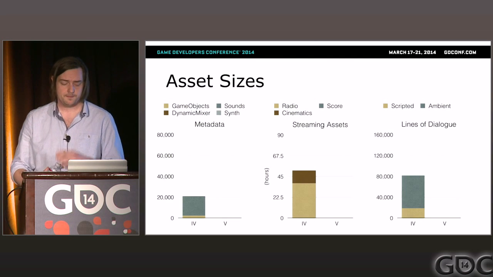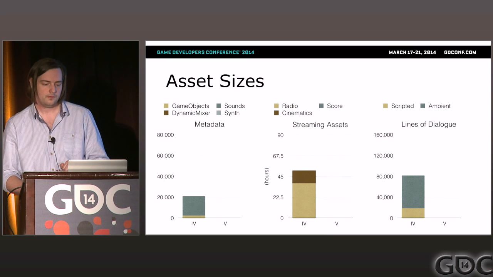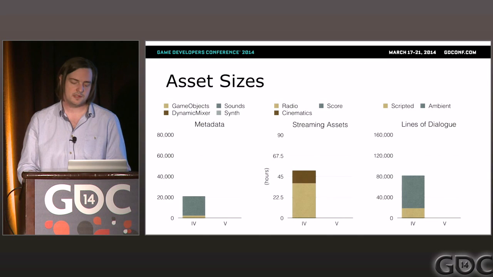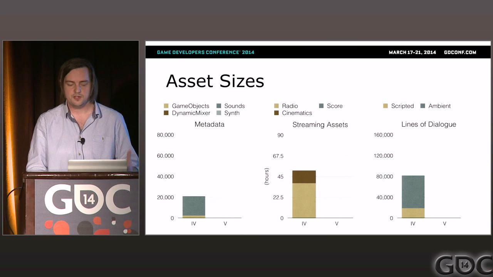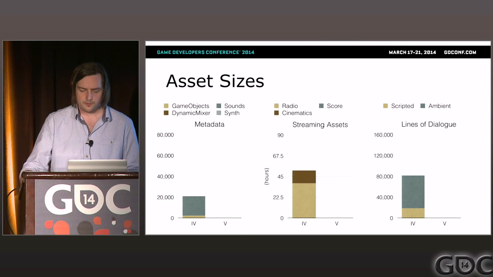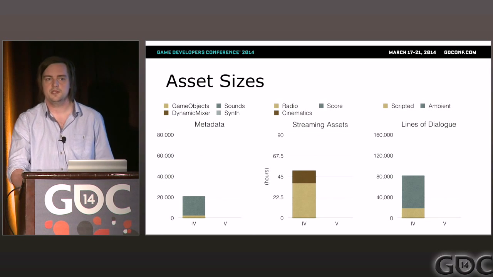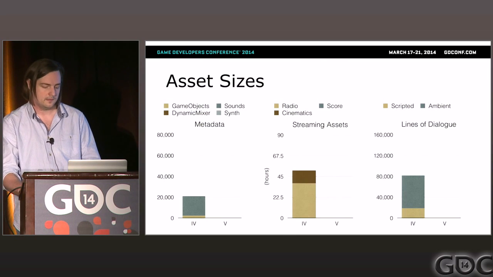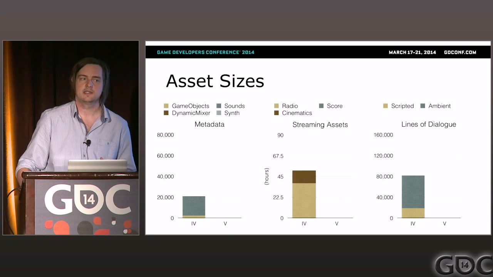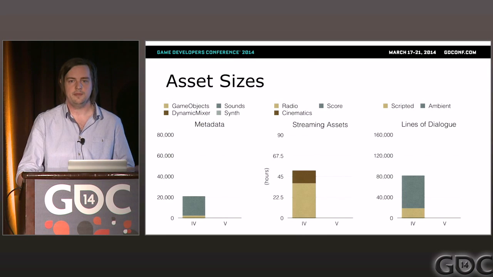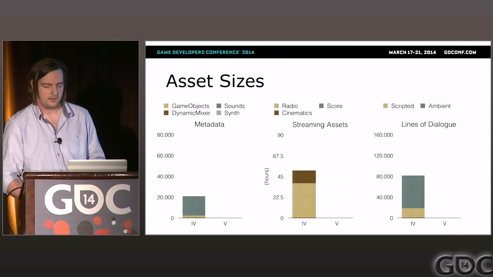So GTA 4, going back a few years, was a really large project from an asset point of view. We had around 20,000 metadata objects created by the audio team. These are individual sounds, vehicle tuning data, that sort of thing. And we had around 50 hours of streaming assets. So for us, streaming assets are music primarily and cinematic cutscenes. And 80,000 lines of in-game dialogues. That's not including cinematics. These are all in-game ambient or scripted lines. We don't localize dialogue either, so these are all individually written lines of dialogue.